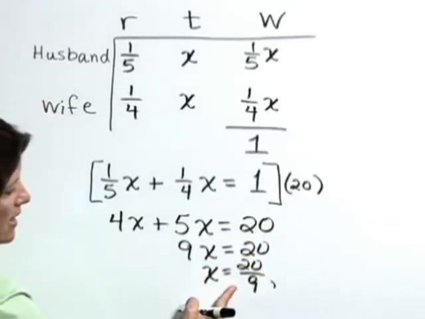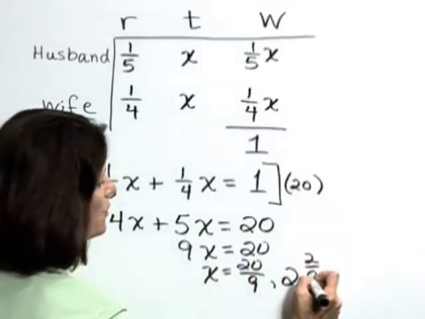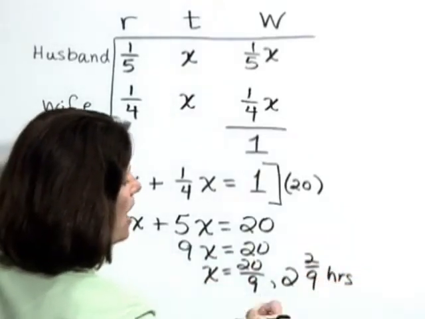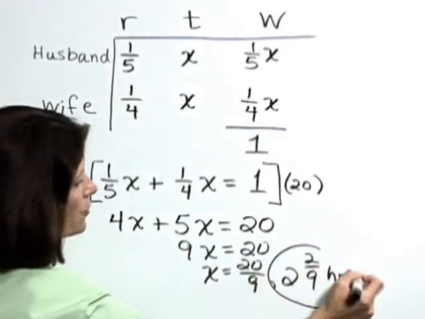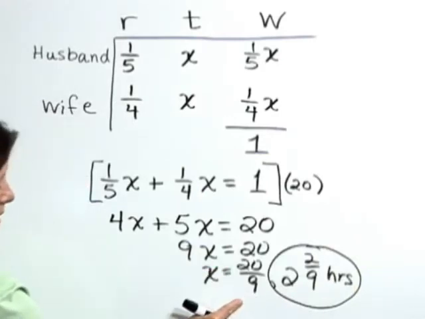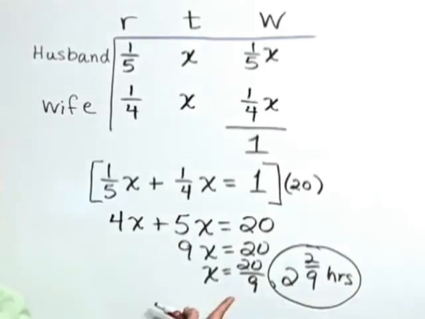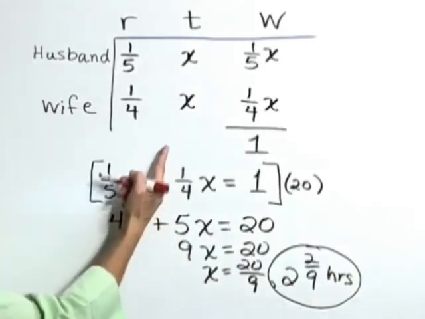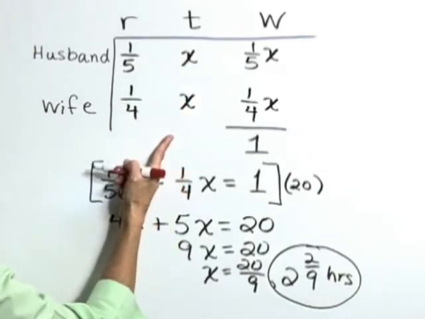I'm going to go ahead and write that in mixed number form as 2 and 2/9. That's a time in hours. So it takes 2 and 2/9 hours for this couple to complete this job if working together. Now, as a last step, let's just run a quick check of this time value 20/9. I'm going to perform that check by looking back at our table and just substituting some values here.